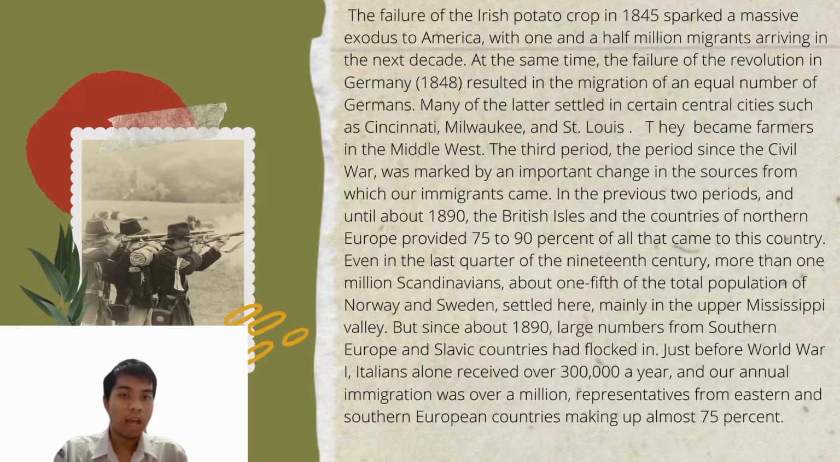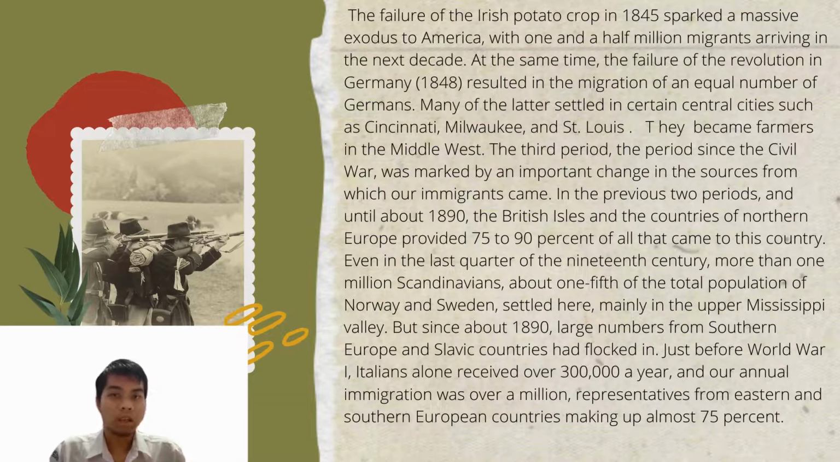The failure of the Irish potato crop in 1845 sparked a massive exodus to America, with 1.5 million migrants arriving in the next decade. At the same time, the failure of the revolution in Germany in 1848 resulted in the migration of an equal number of Germans. Many of the latter settled in certain central cities such as Cincinnati, Milwaukee, and St. Louis. They became farmers in the Middle West.